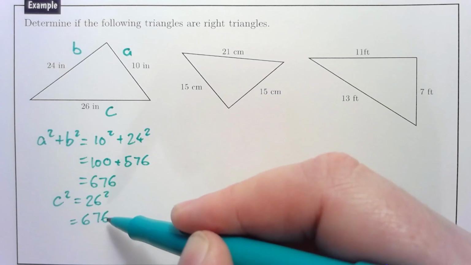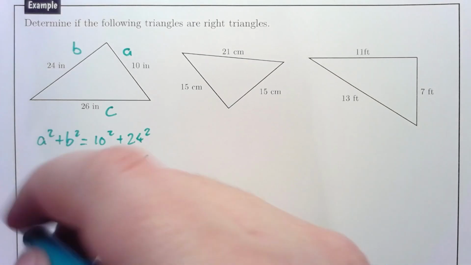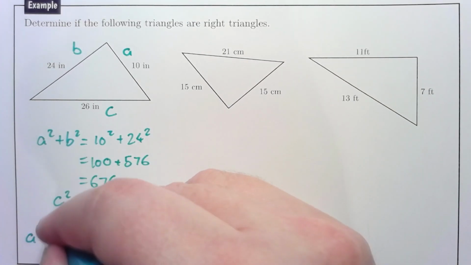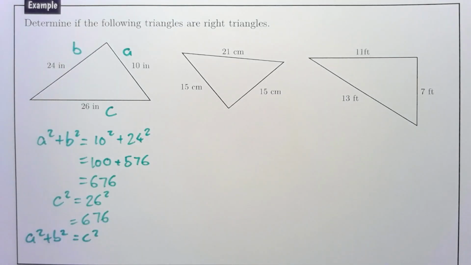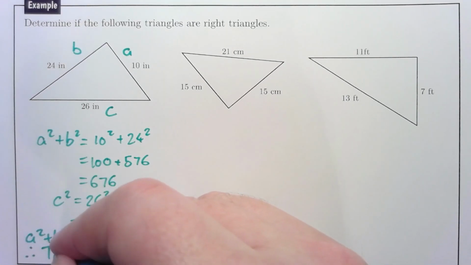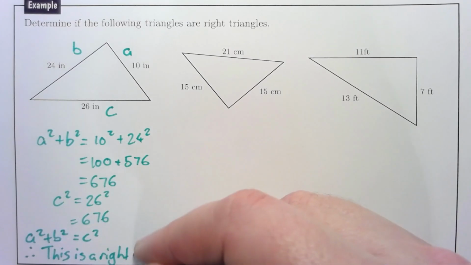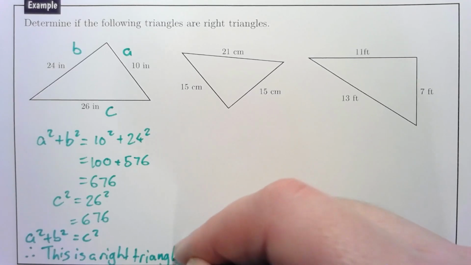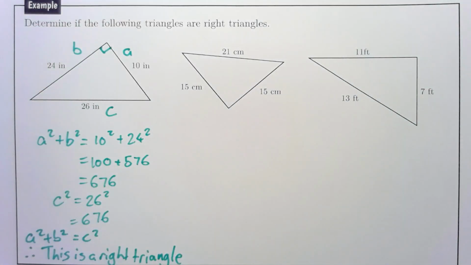Well, if these are the same, it means that this expression, a squared plus b squared, is the same as c squared. So, a squared plus b squared equals c squared. But the Pythagorean theorem tells us this is only true if this is a right triangle. Therefore, it is. This is a right triangle. And I'm going to go ahead and label the angle between my two legs as a right angle.